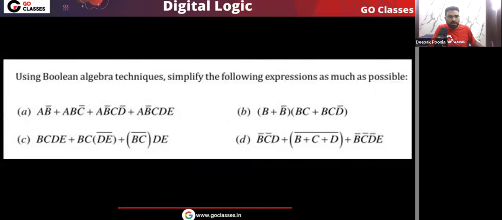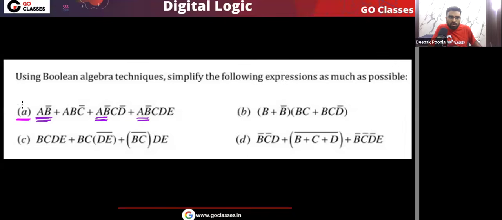Very simple. Let's solve this question. Using Boolean algebra techniques, simplify the following expressions as much as possible. So let's see this option A. We have A B bar. Notice one thing. Here we have A B bar, here also we have A B bar, here also we have A B bar.